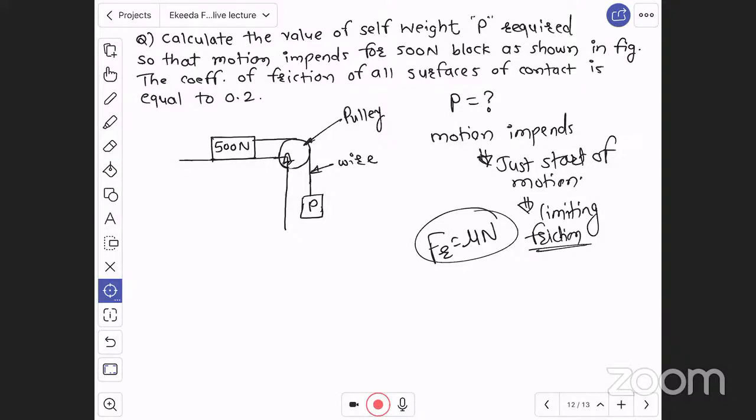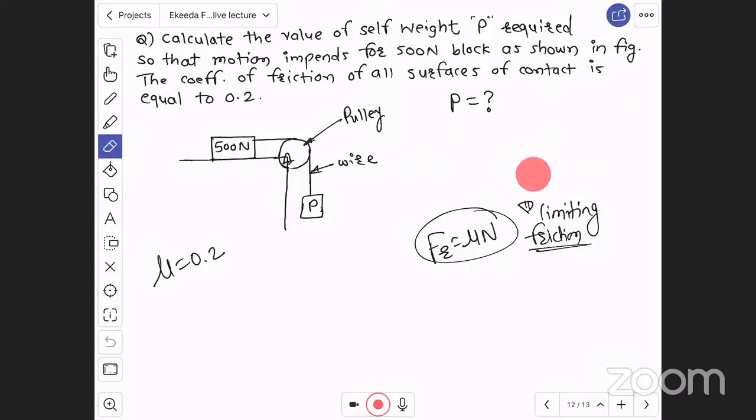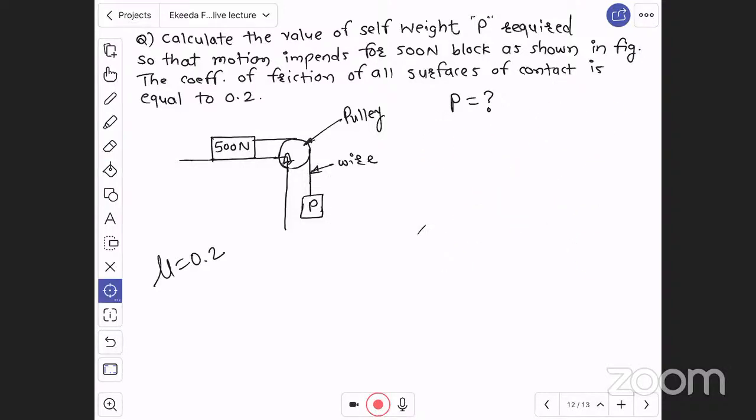The coefficient of friction of all surfaces of contact is equal to 0.2. Now, for each and every contacting surface, coefficient of friction is given 0.2. Right. This is given data. Let us solve this question. Now, we have understood that motion impedance means just a start of motion. And coefficient of friction is given 0.2. Here, mu is given 0.2 for each contacting surface. They are saying for each contacting surface. So let us solve this question.